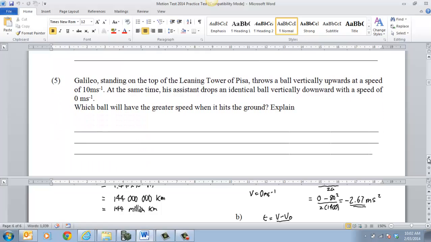Question 5, looking at Galileo standing at the top of the Leaning Tower of Pisa, throws the ball vertically upward at a speed of 10 metres per second. At the same time, the system drops an identical ball vertically downward at the speed of 0 metres per second. Which ball will have the greatest speed when it hits the ground?